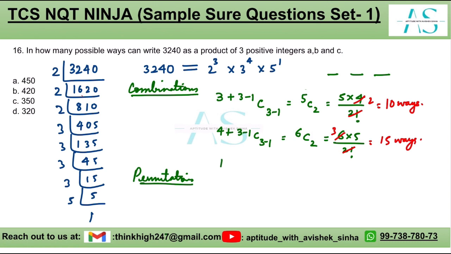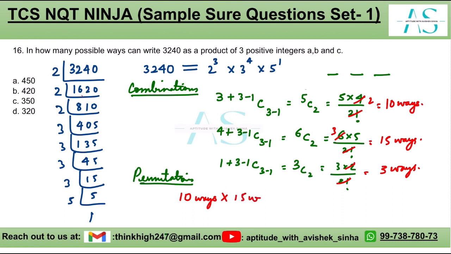Now the last one. 1 we have 1 time, so 1 plus 3 minus 1 C 3 minus 1. This is 3C2, which is 3 into 2 upon 2 factorial. These 2 and 2 go out, we have 3 ways. Ultimate answer is 10 ways into 15 ways into 3 ways, which is 15 into 3, 45, into 10, 450 ways.